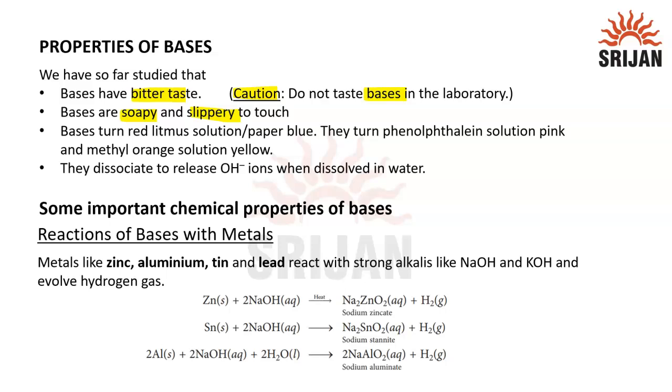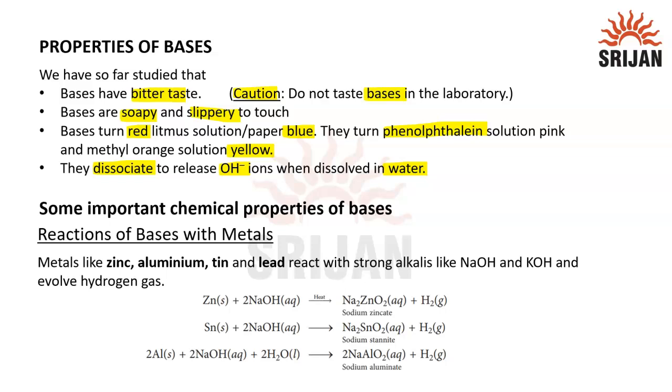And what bases do with litmus solution is simply they turn red litmus to blue. They also turn phenolphthalein solution into pink color and methyl orange solution into yellow. What a base basically does is it dissociates, meaning breaks down, into OH negative ions whenever we dissolve any base in water. So these are some basic properties of bases.